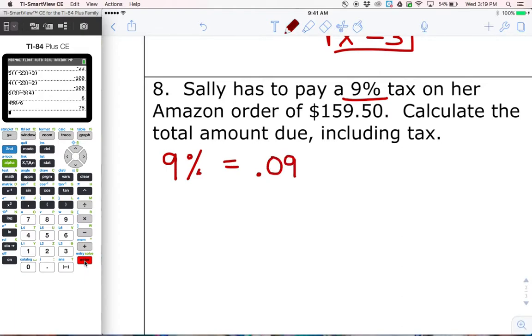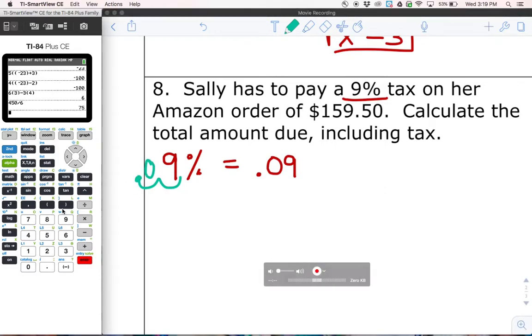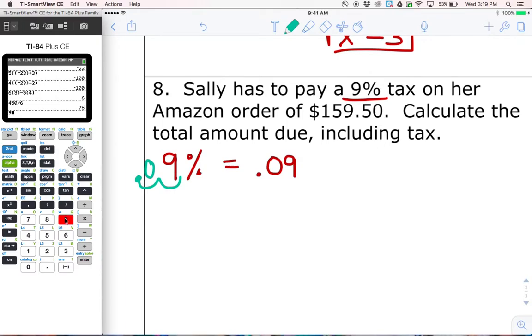0.09. Some students remember this by moving the decimal place 2 times to the left, and then they just know to put in a 0 if it's missing. Others use their calculator. Just remember that percent means per 100, so 9% is 9 divided by 100, which is 0.09, right? Either way, hopefully we can arrive at 0.09.